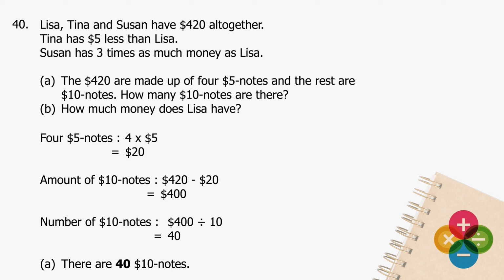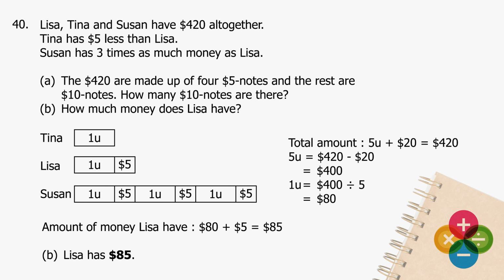The total amount for 4 $5 notes will be, multiply 4 by $5, and the product is $20. The total amount of $10 notes will be, subtract $20 from $420, and the difference is $400. The number of $10 notes will be, divide 400 by 10, and the quotient is 40. A. There are 40 $10 notes.